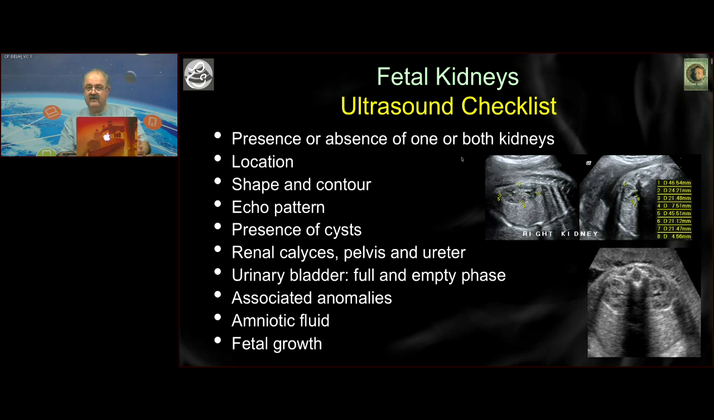Meanwhile, for our everyday life, we will look at the presence or absence of one or both kidneys, look at the location, shape and contour, look at the echo pattern, look for the presence of cysts, look for calyces and whether they are dilated or not, look at pelvic dilatation, look at ureteric dilatation. Remember to see the urinary bladder both full and empty. Look for associated anomalies.